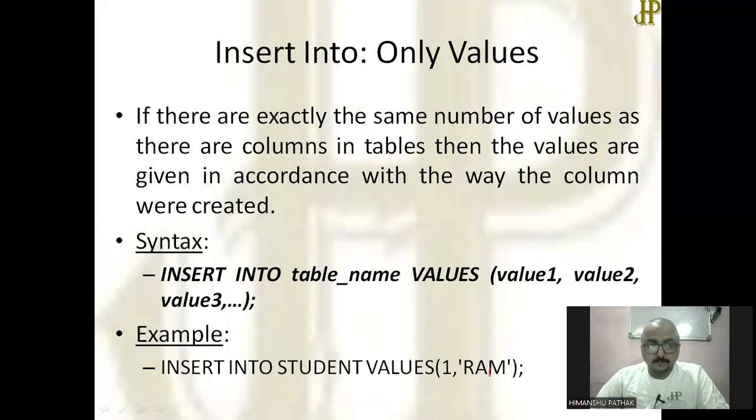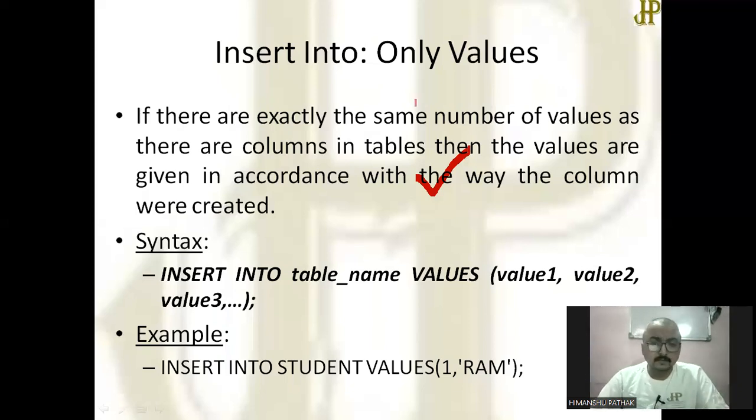Whatever I discussed is written over here. If there are exactly the same number of values as there are columns in the table, then the values are given in accordance with the way the columns were created. What it means? It means if you have added name first, then address, then city, the same order has to be supplied with insert into. First the value related to the name, then the value related to address, and after that you have to supply the city.